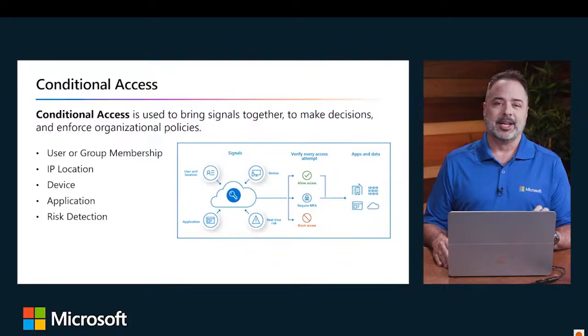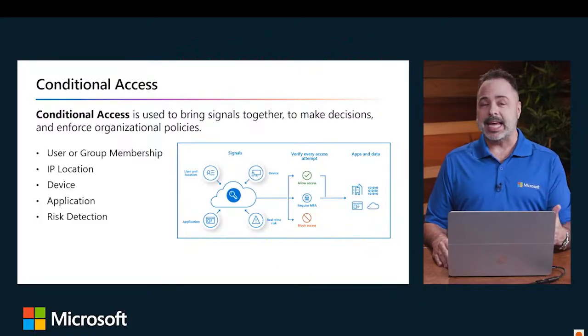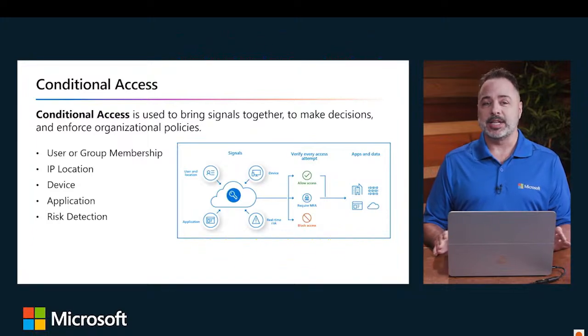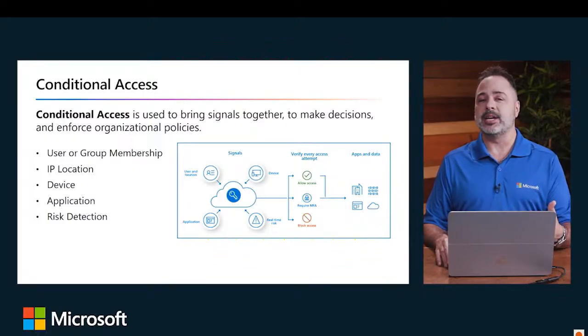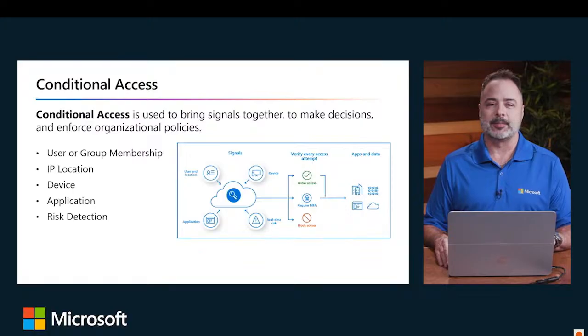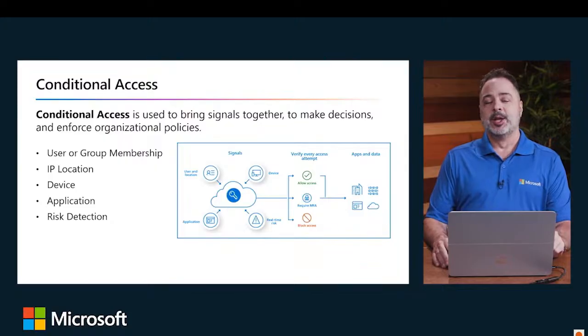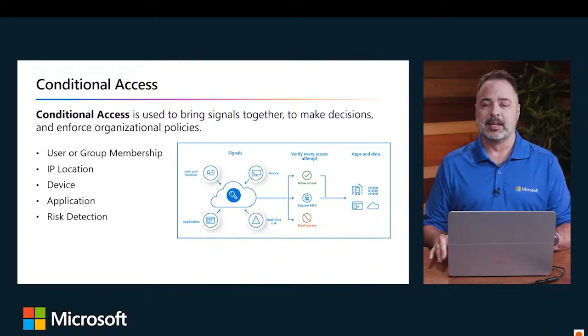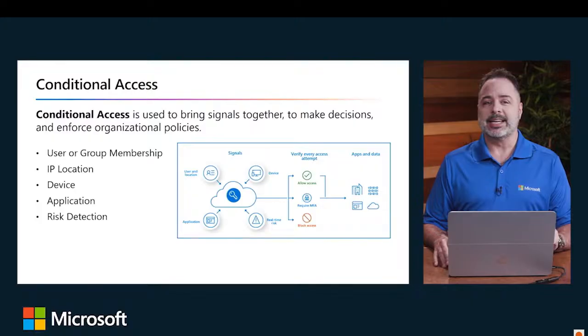Application. Users attempting to access specific applications can trigger different conditional access policies. So for example, accessing a sensitive application might require additional authentication steps like performing multi-factor. And lastly, risk detection. Real-time and calculated risk detection can be used to identify and remediate risky users and sign-in behavior. This includes integrating signals from Microsoft Entra ID protection to detect and respond to potential threats.